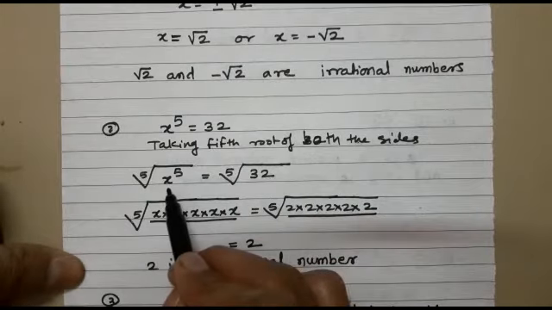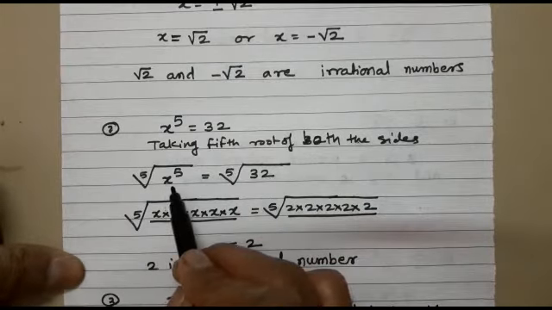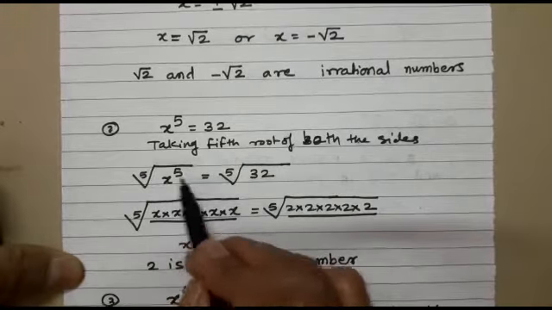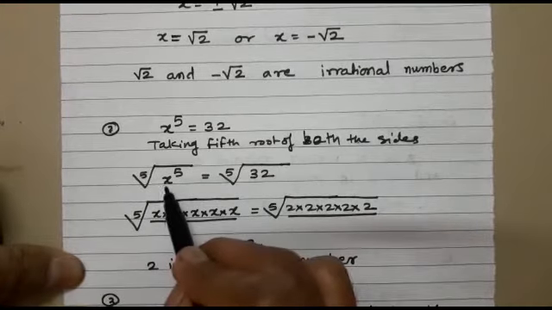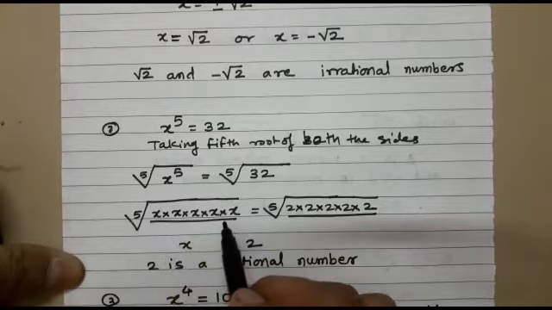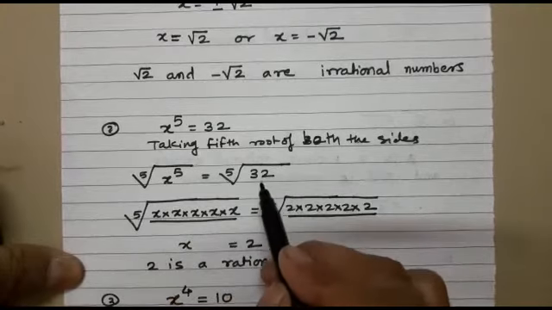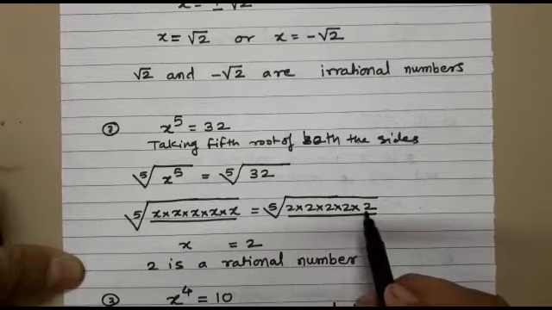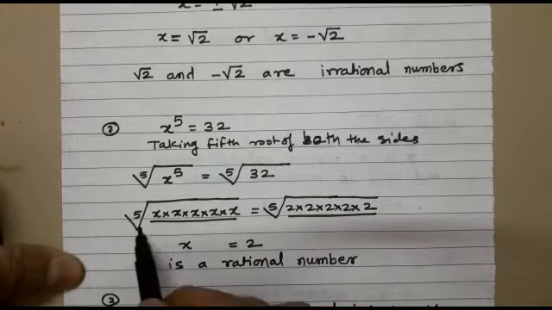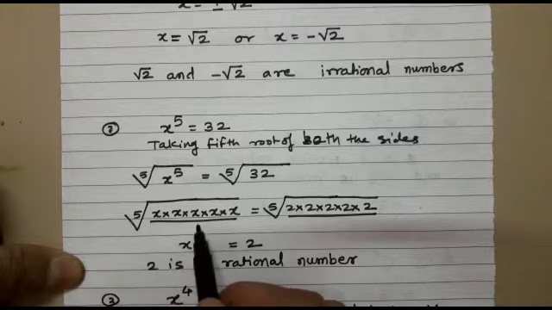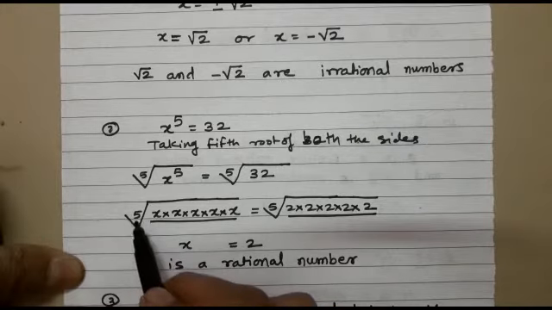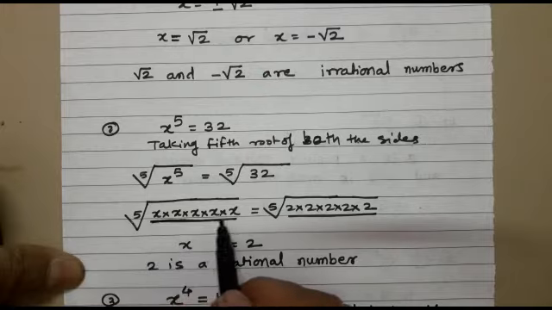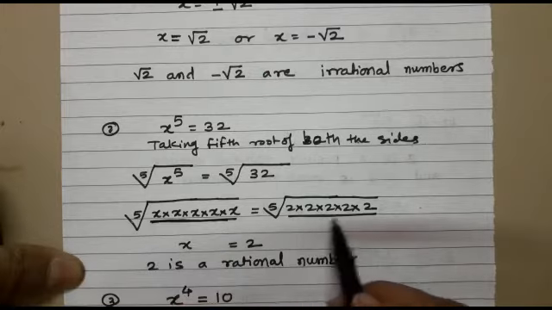Now I am factorizing the numbers which I have written under this symbol. The factors of x raised to 5 are 5 times x, I have written in the multiplication. And the factors of 32, 2 into 2 into 2 into 2 into 2. Now I am making the group equal to this root. It is the fifth root. That's why I am making the group of 5 same numbers, and in RHS also.